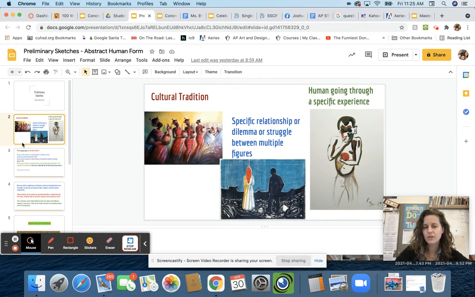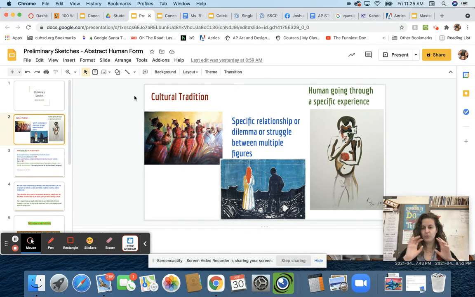So if you really want to, in your abstract human form project, represent some sort of cultural tradition that you're connected with or interested in, dancing, martial arts, cooking food, it could be something religious, could be something having to do with sports. Sports are actually a big part of different cultures around the world. So if you want to do something with a cultural tradition, you can go with that.